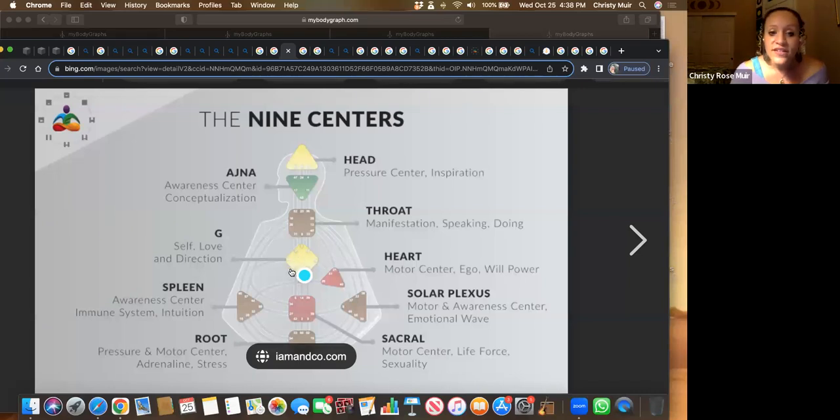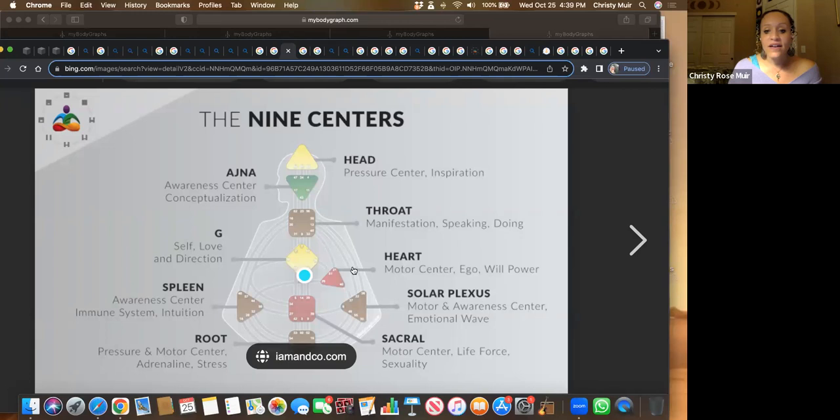And so the 8 gates on the G center are all about identity, love, and direction, both for the individual human being, but also, we'll see later, for humanity as a whole, for what it means to be human, and for the collective of humanity. The heart center is a motor.